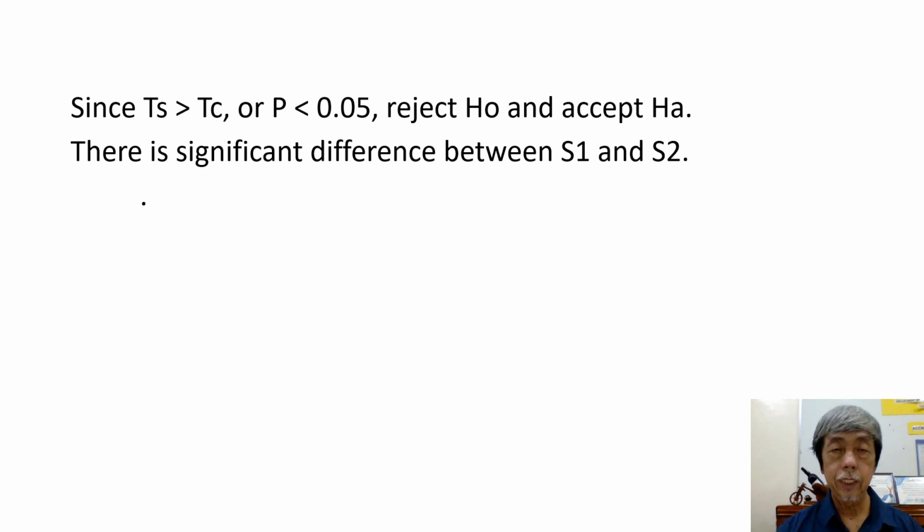Since the T statistic is greater than the T critical and even our P is less than 0.05, we reject the null hypothesis and accept the alternative hypothesis. There is significant difference between S1 and S2.